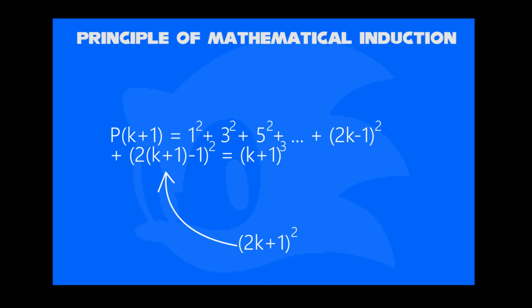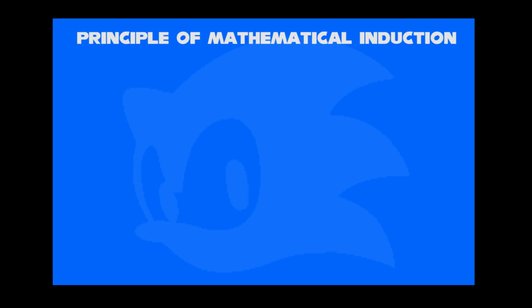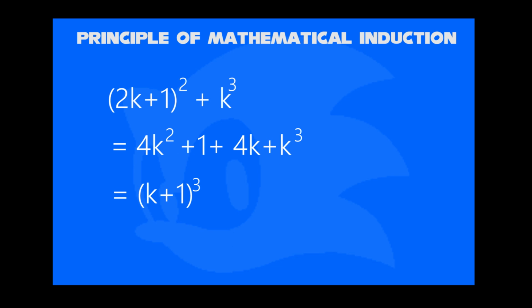In this square term, we write 2k plus 1 after simplifying. Then solving this, k cubed plus (2k plus 1) entire squared. Then we prove the following to get (k plus 1) entire cubed.